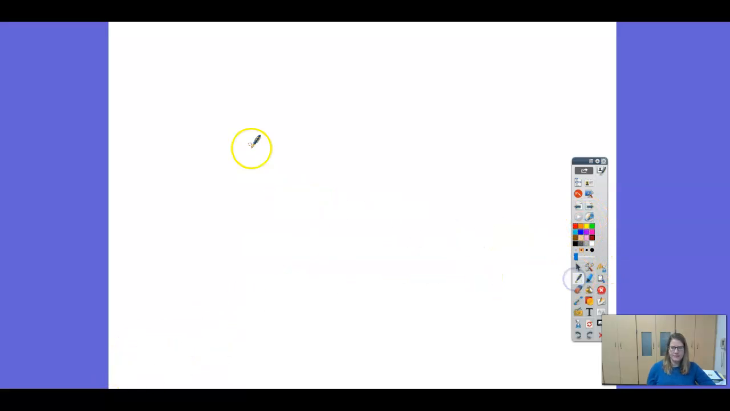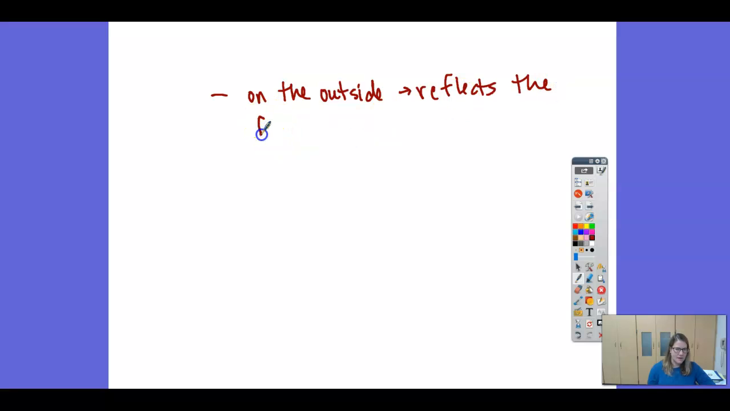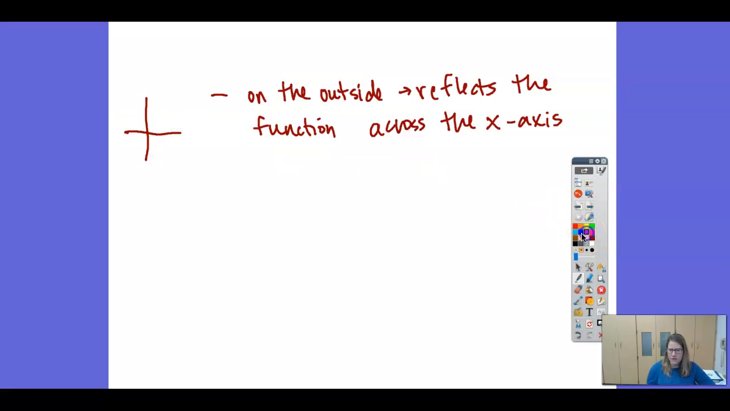So if I have a negative on the outside, that reflects the function across. If it's on the outside, it's going to be an up-down change, so it's going to be across the x-axis. If my parent function, x squared, is right there, then negative x squared is just going to flip that up, down, right? It's an up-down change because it's on the outside. Outside changes are always up, down.